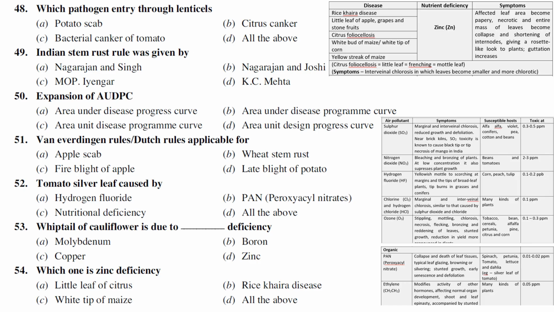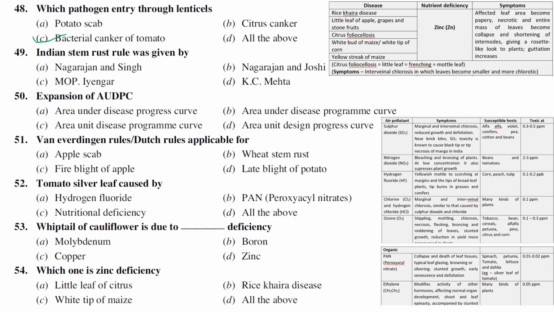So the next question is which pathogen enters through lenticels? Potato scab, citrus canker, bacterial canker of tomato, all the above. So the answer is bacterial canker of tomato can enter into the plant through lenticels.